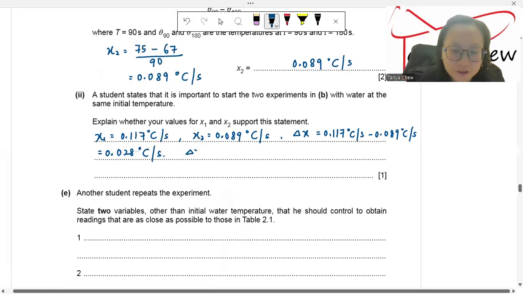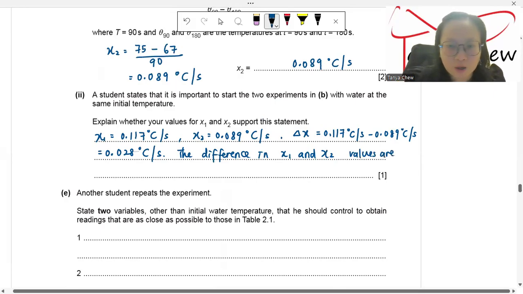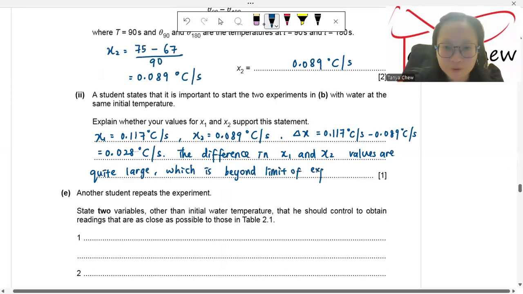I would say that the difference in x1 and x2 values is quite large, which is beyond the limit of experimental accuracy. That is why I put 3 dot, right?